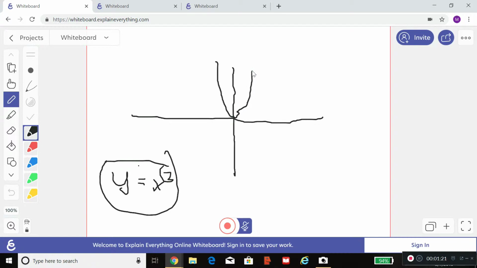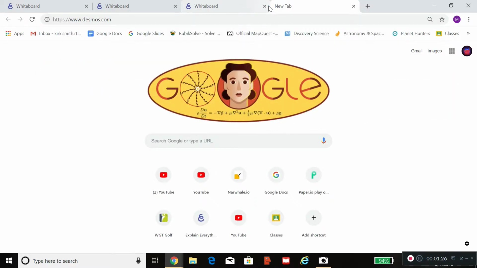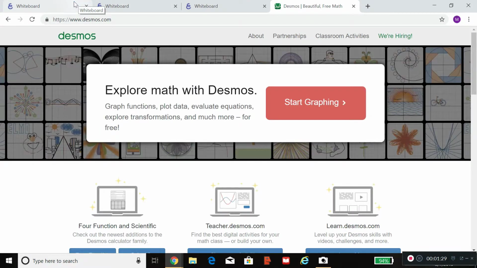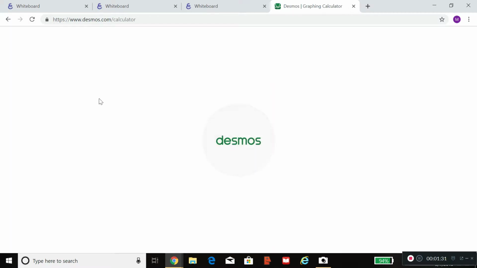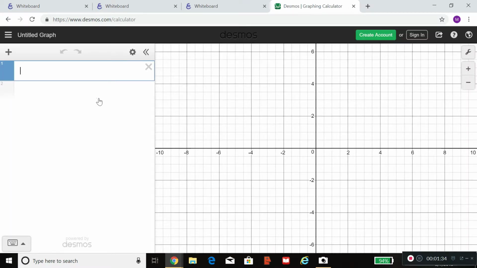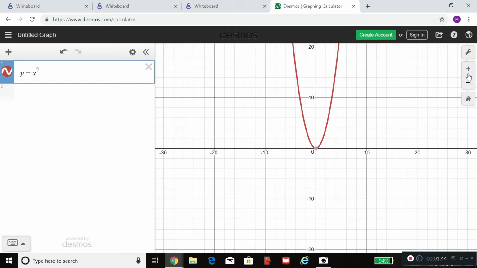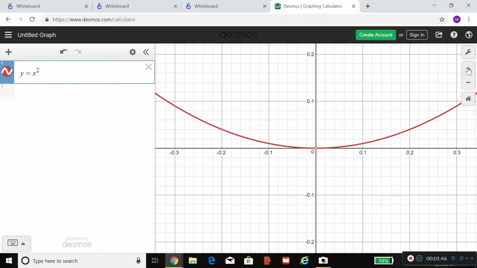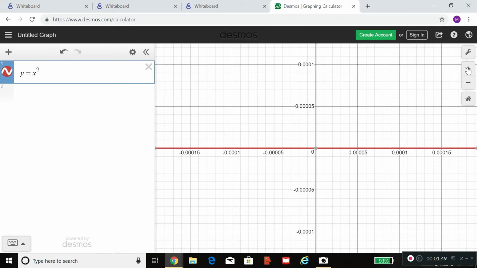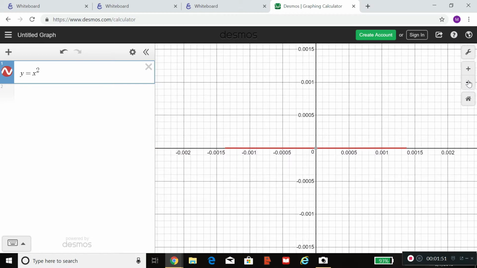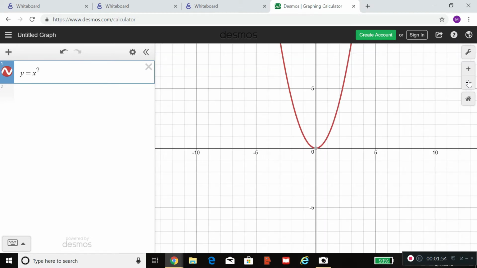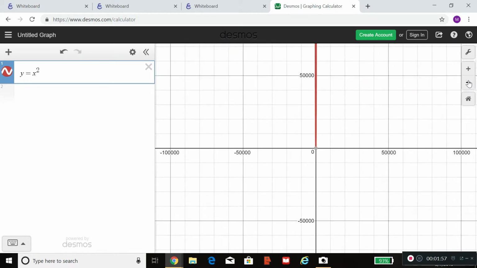Oops, sorry, this is not looking like y equals x squared. Actually, you know what we'll do? Go over here. So this y equals x squared parabola is this basic parabola. It will come down and touch the axis right here. So you can see if you zoom in, it looks like a flat line. If you zoom out far enough, it looks like a vertical line.